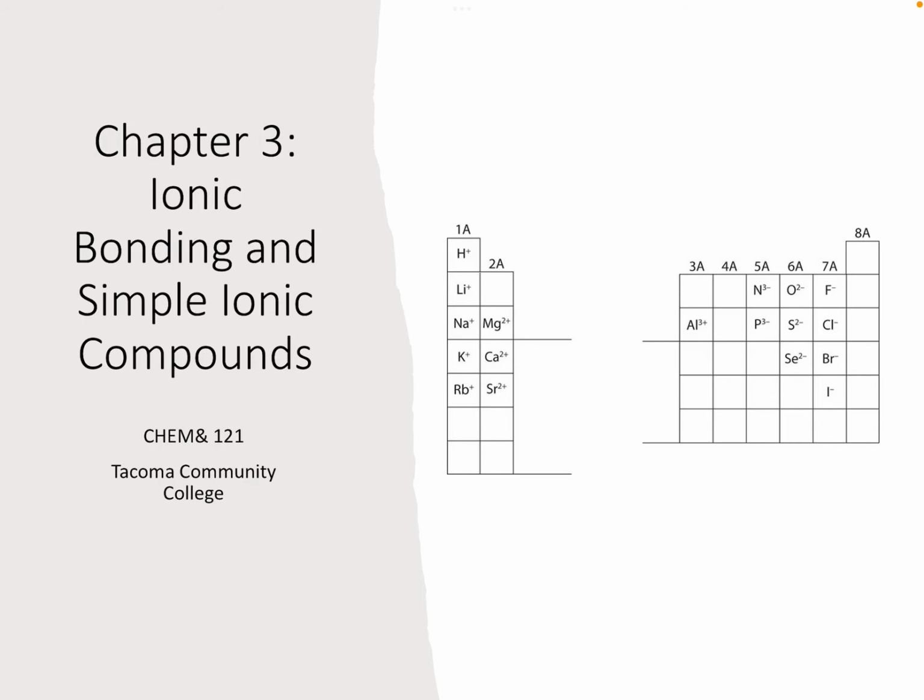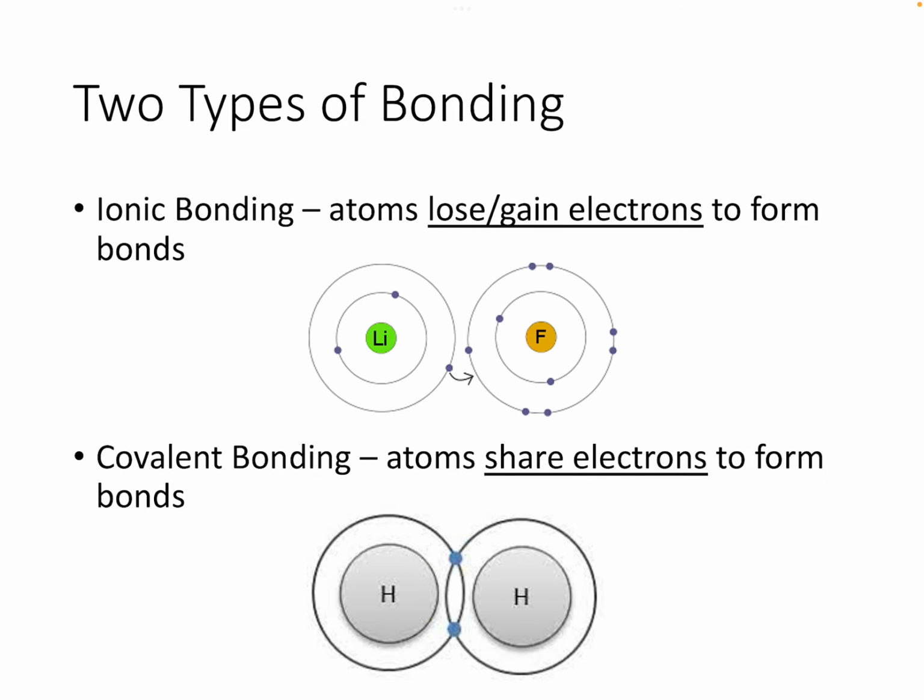Hello, in this video we're going to cover ionic bonding. This is one type of bonding that occurs in chemistry. Now there are two main types of bonding in chemistry. There's ionic bonding, where atoms will lose or gain electrons to form bonds.